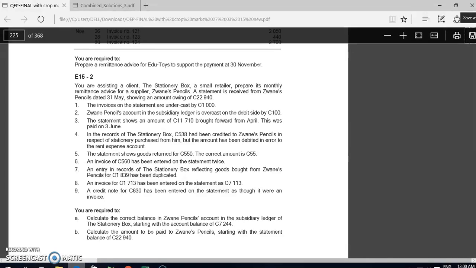Transaction number 4. In the records of the Stationery Box, 538 had been credited to Zwanes Pencils in respect of stationery purchased from him, but the amount was debited in error to the rent expense account. So keep this in mind. We purchased now from Zwanes Pencils. His account was credited with 538. So that part is correct. But instead of increasing our stationery account, we increased rent expense.